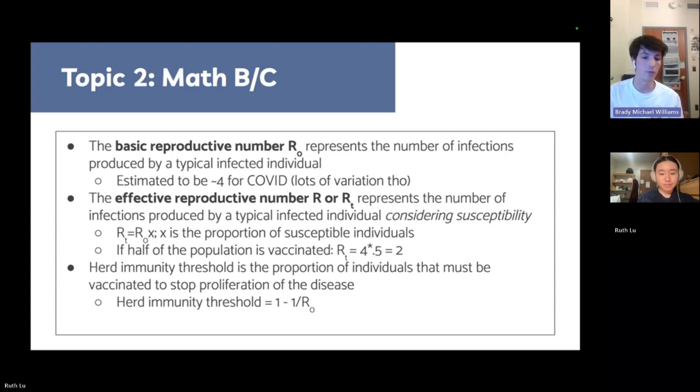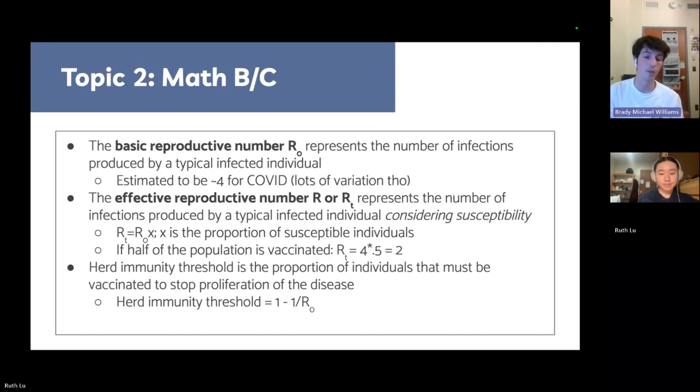And that's on average. You can contrast that with the effective reproductive number, which is RT, and that considers the susceptibility of individuals. So if a lot of the population is vaccinated, then instead of infecting 4 people, they're going to infect a little bit less than that. So your formula for that is RT equals R naught times X, where X is the proportion of the susceptible individuals.